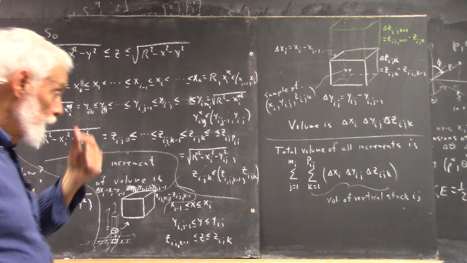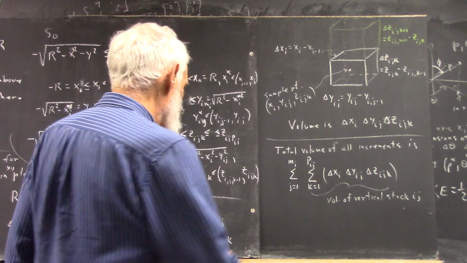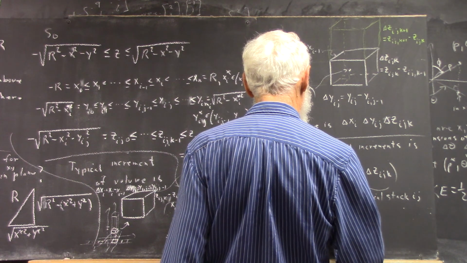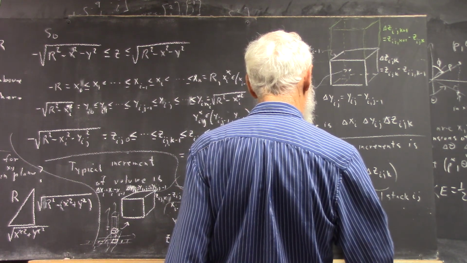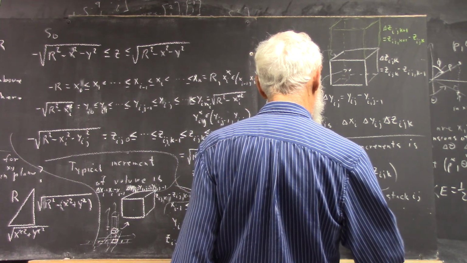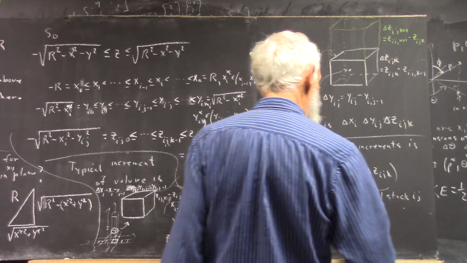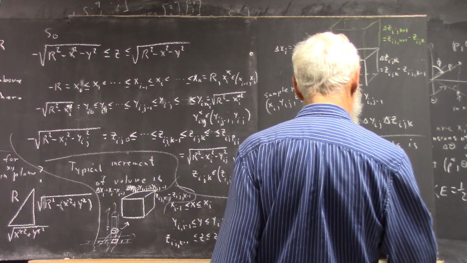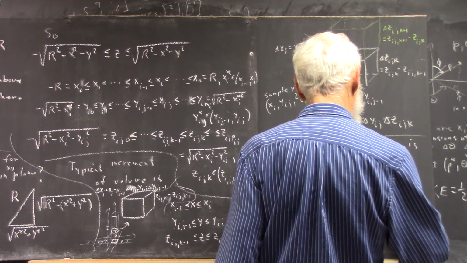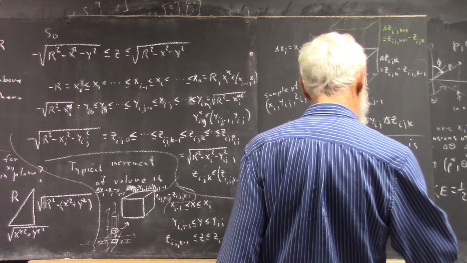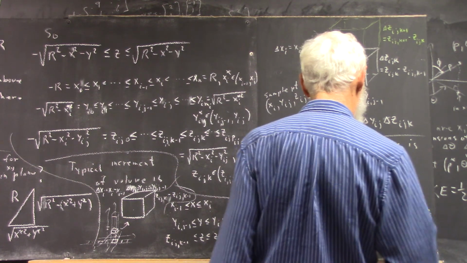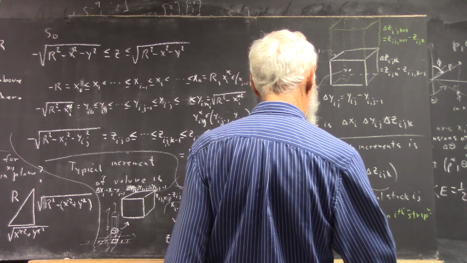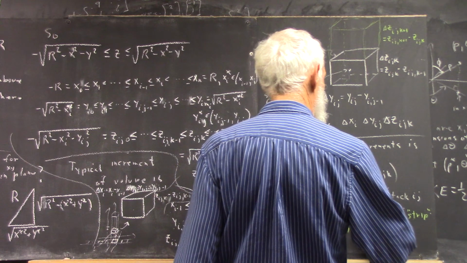Okay? It's not hard to draw that. I'll draw it in a minute. Okay? And I'll kind of color code it. This is the volume of all the stacks on the ith strip.